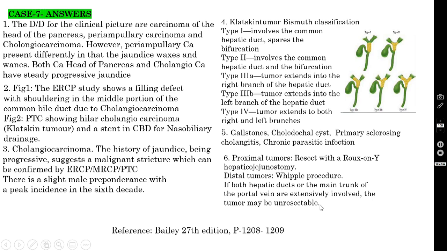How will you manage this case? Proximal tumors, you have to resect with a Roux-en-Y hepaticojejunostomy. If tumor is proximal, you can resect it. Distal tumors, you have to do Whipple's procedure. If both hepatic ducts or the main trunk of the portal vein are extensively involved, the tumor is unresectable. You cannot do surgery for these cases.